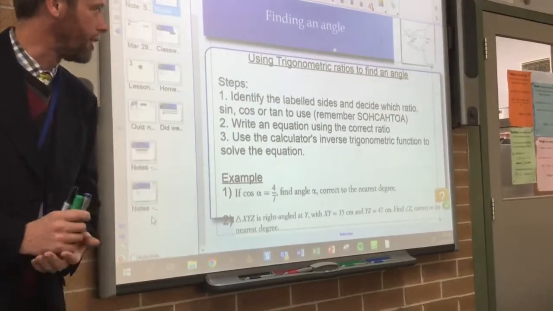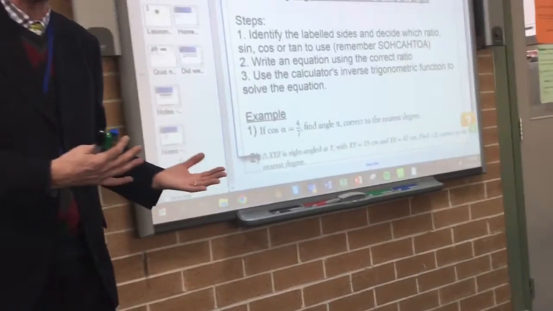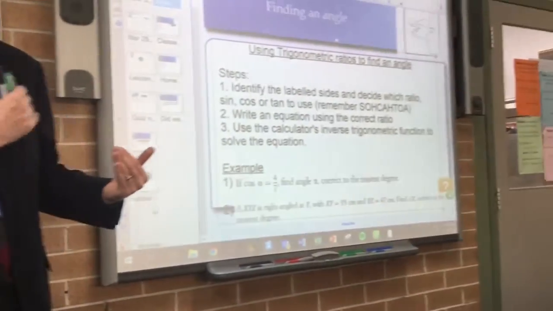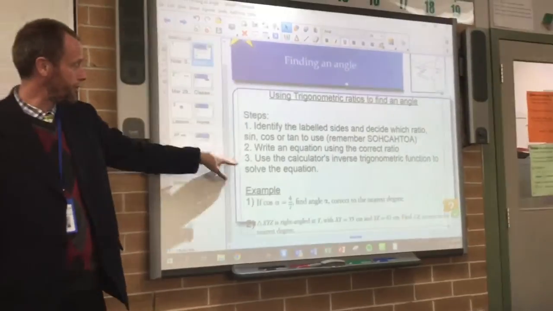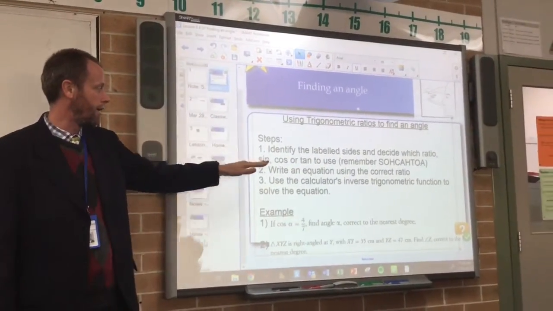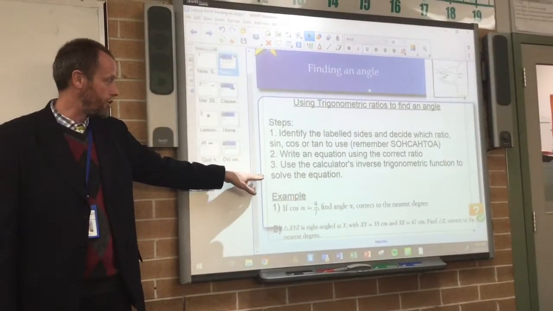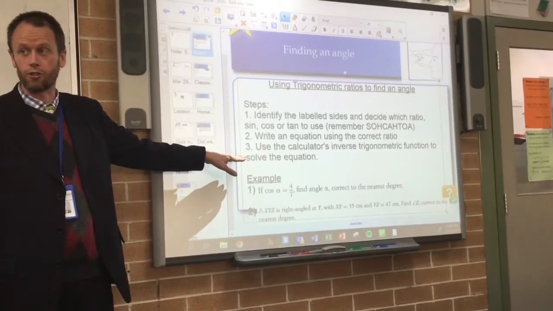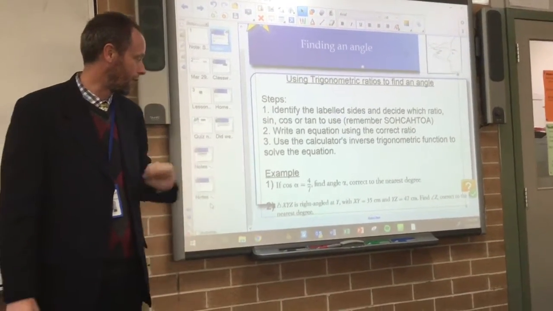Today we want to use trigonometric ratios to find an angle. So we've done the sides, whether it be in the numerator or the denominator. Now it's the angle. But I want you to notice the first two steps are actually the same. You write out SOHCAHTOA, you write an equation using the correct ratio. You then use the calculator's inverse trigonometric functions, which I'll talk about in a moment, to solve the equation.